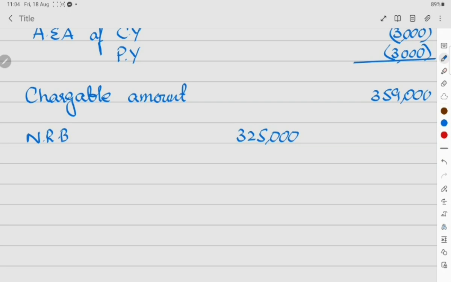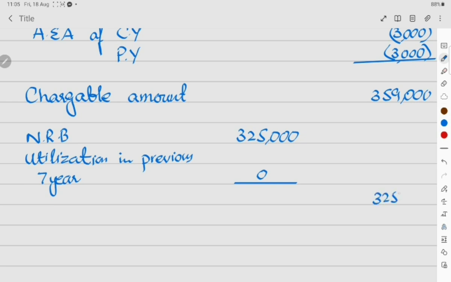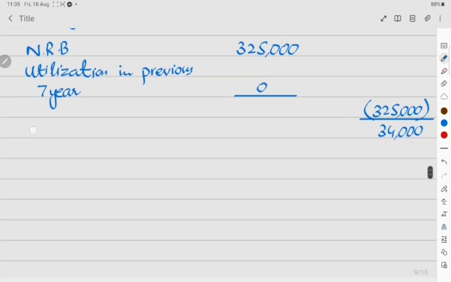Now according to the full format, we have to mention whether this nil rate band has been utilized in the previous 7 years. No nil rate band has been utilized in the previous 7 years. So the whole nil rate band of 3,25,000 is available, which reduces the chargeable amount to 34,000. This is said to be the taxable amount.